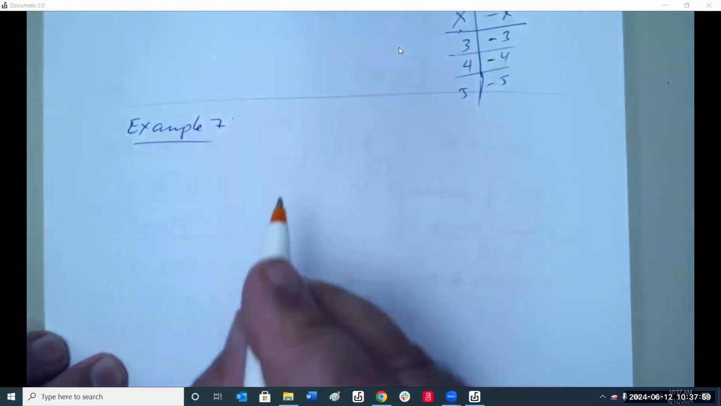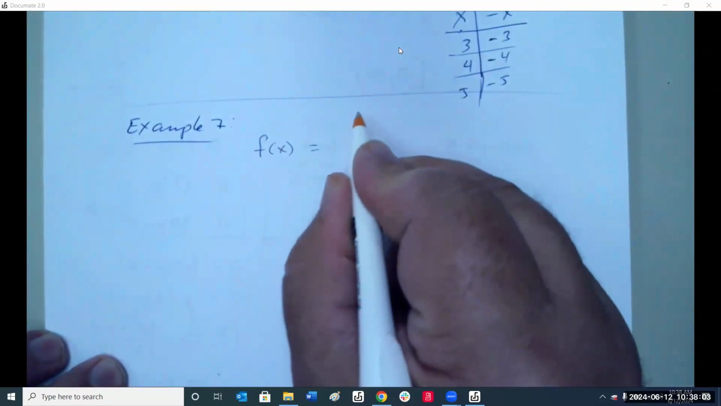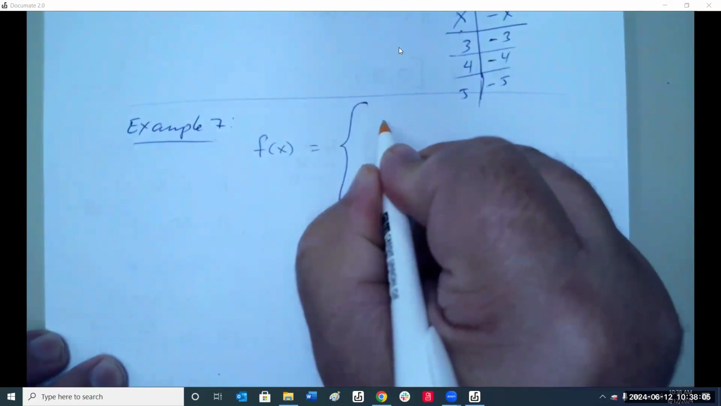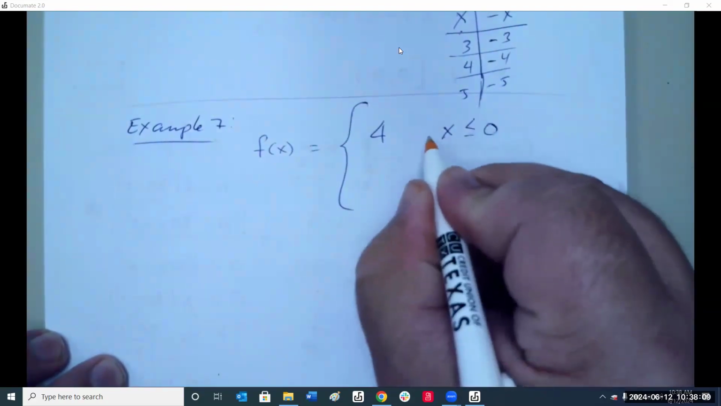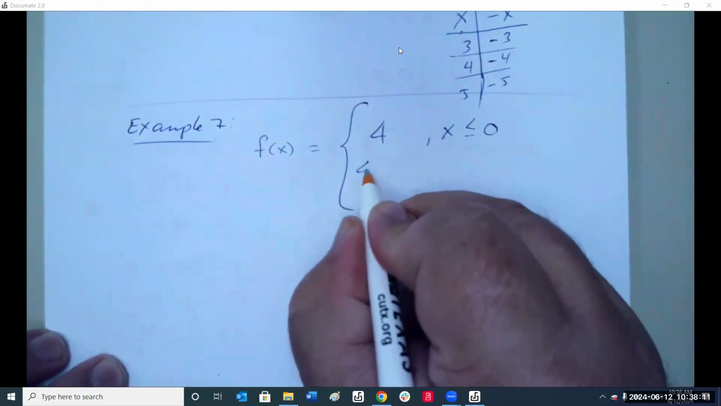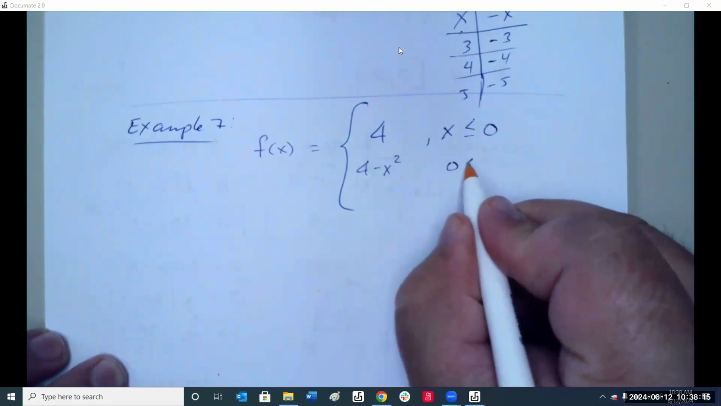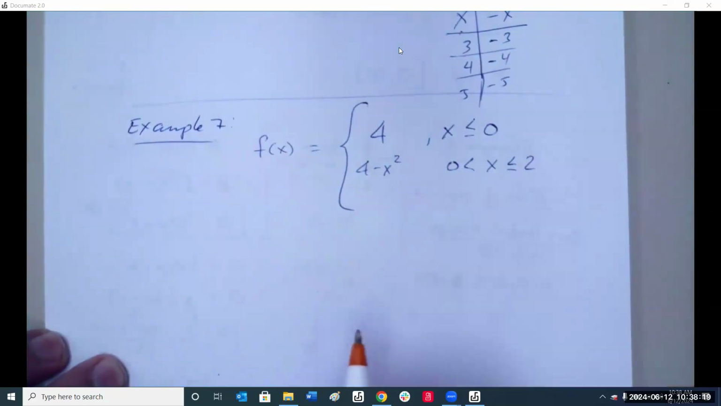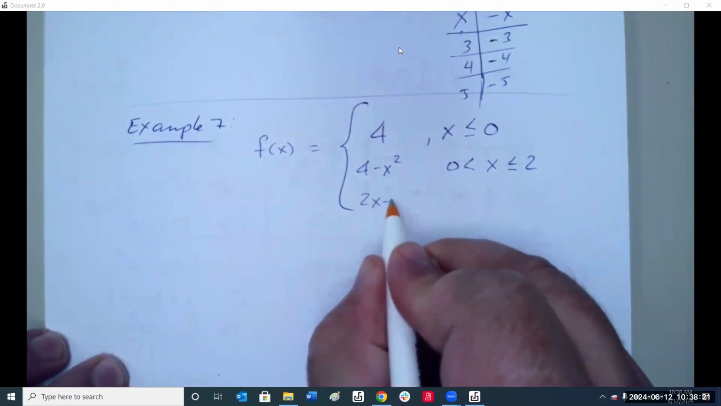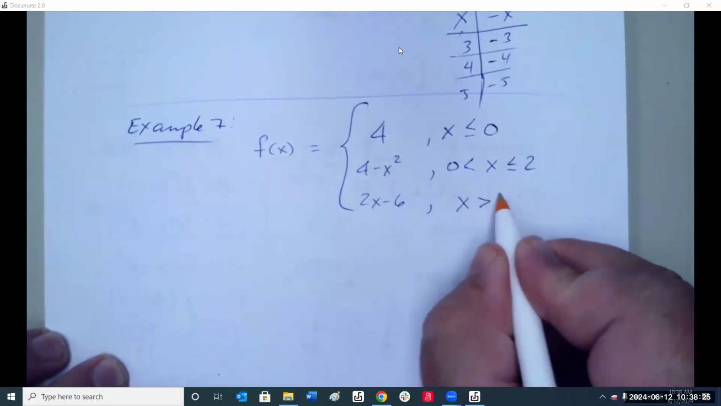Example 7. f of x equals 4 when x is less than or equal to 0, 4 minus x squared whenever x is from 0 to 2, and 2x minus 6 whenever x is strictly greater than 2.